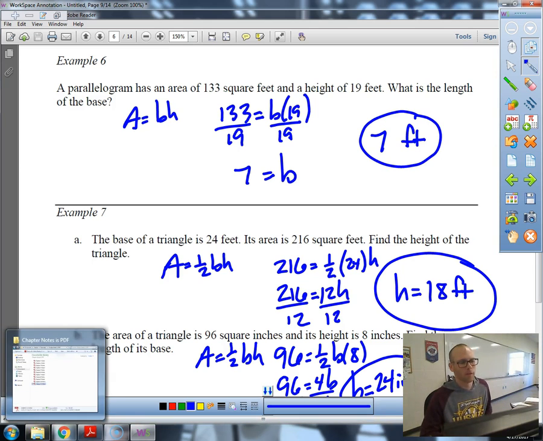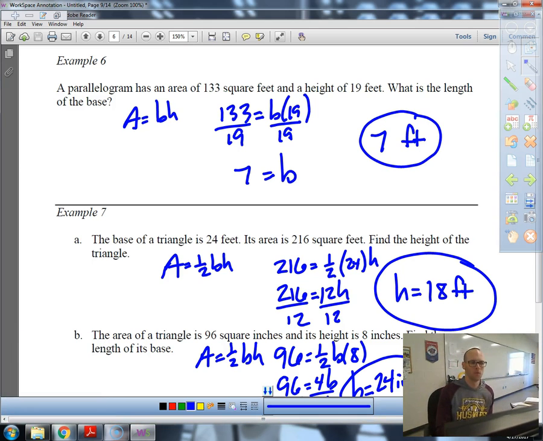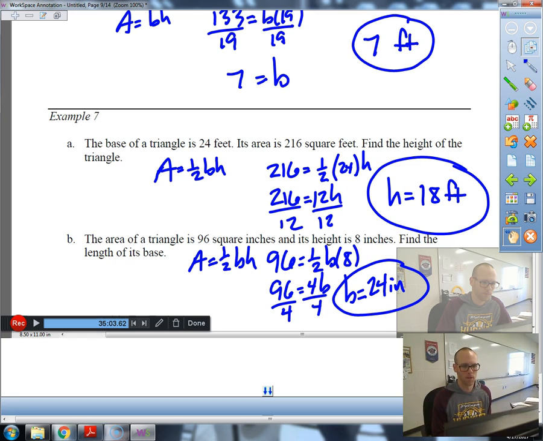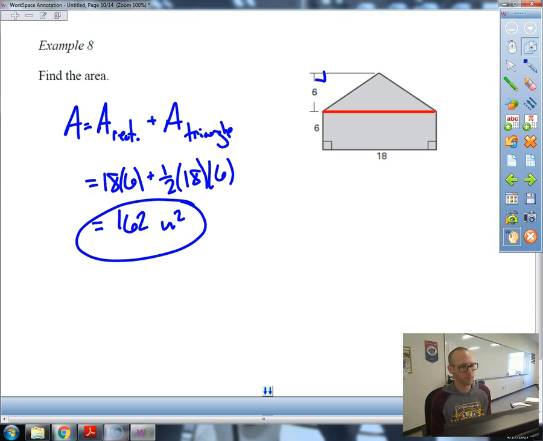All right, here's my work. Go ahead and take a look. First one I plugged in. I solved for the base, got the base to be 7 feet. Again, make sure that you're giving all your units. Example 7, solving for the height in this one, I got 18 feet. Solving for the base in this one, I got 24 inches. And then our last one, finding the area of this home plate looking object. I split it into a rectangle and a triangle, used the area addition postulate, got 162 square units.